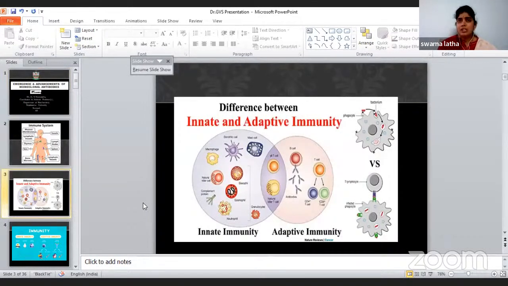With respect to innate immunity, there are several cells involved, like blood cells. Here in this slide, you can see different types of monocytes, eosinophils. All these cells offer resistance from birth onwards. Such a kind of immunity, we can say, is innate.